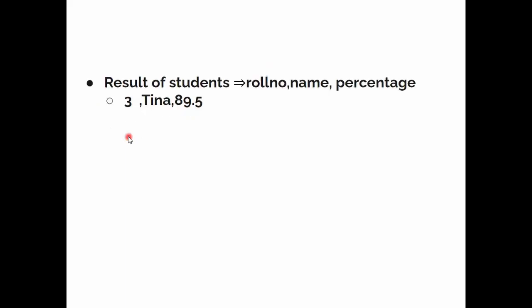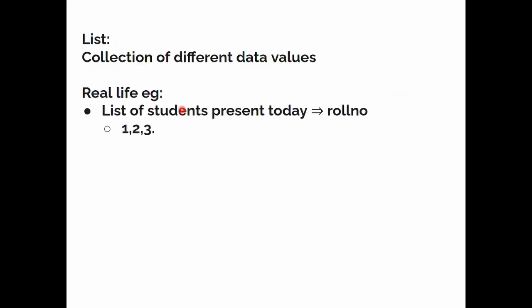Now we will take one more example of creating the result of a student. For that I will note down the roll number, name, and percentage of the student. For example, the value of the roll number will be 3, name will be Tina, and the percentage she got is 89.5. Here one thing to be noted is that I have used different data values: 3 is an integer, Tina is a string, 89.5 is a floating point number. That means the list can be a combination of different data values. In the previous example, it was a list of only integer numbers.